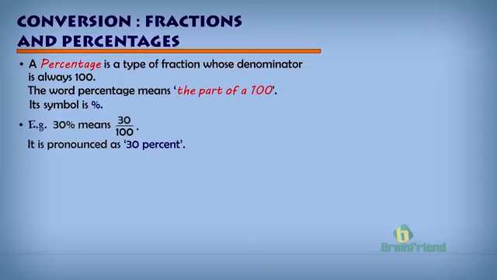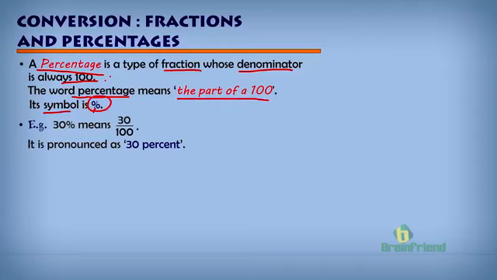Now, fractions can exist in different forms. Percentage is a form of fraction. It's a type of fraction that has its denominator always as the number 100. The word percentage, in fact, means the part of 100. The symbol for percentage is this symbol here. This symbol is called a percentage.